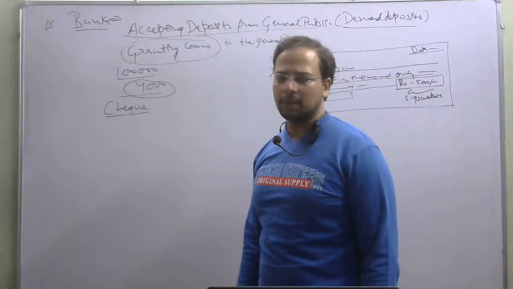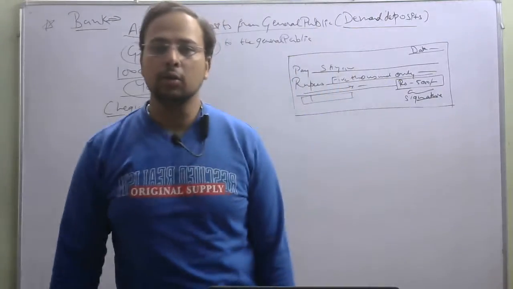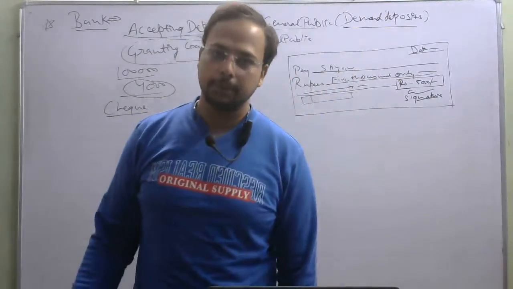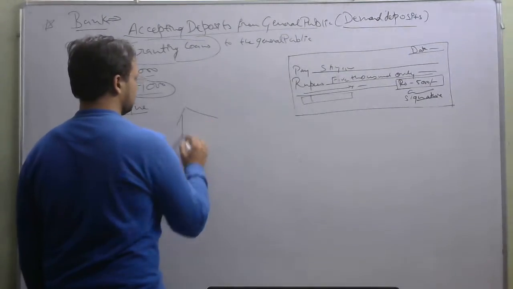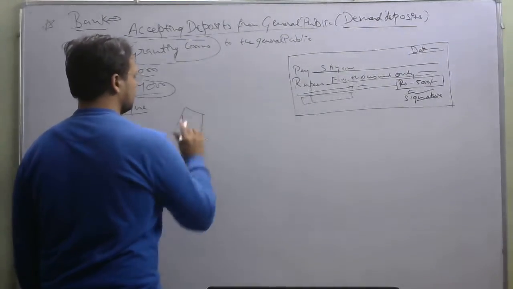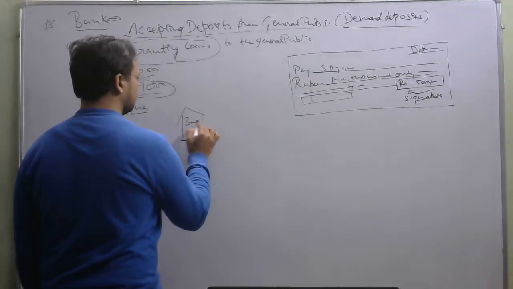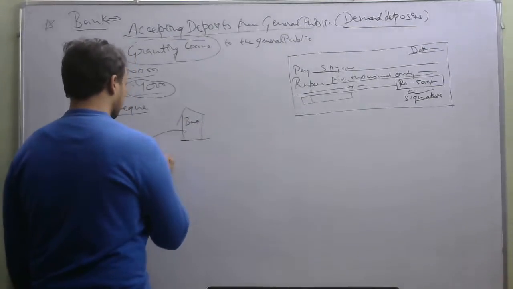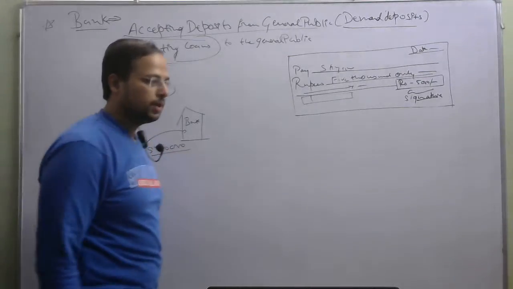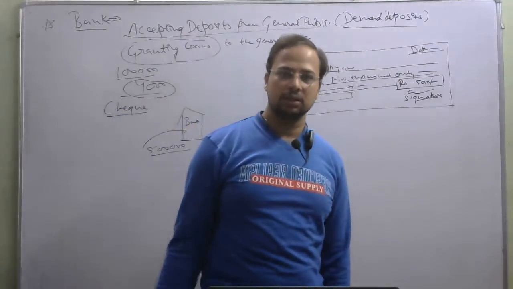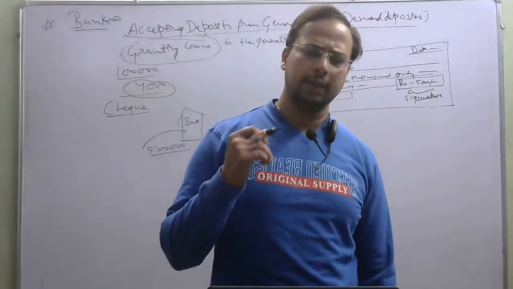A bank earns by way of granting loans. Let us consider it with an example. See, this is a bank. Let us say a person deposited 5 lakh rupees within the bank as demand deposits. And as the person has deposited the amount, he can withdraw it anytime.